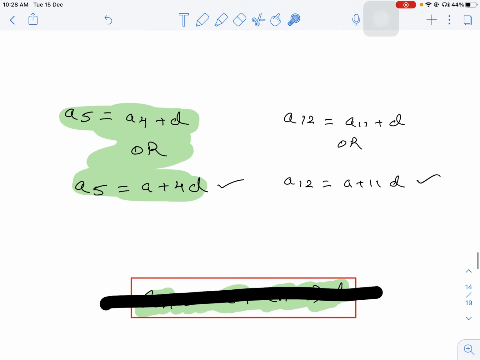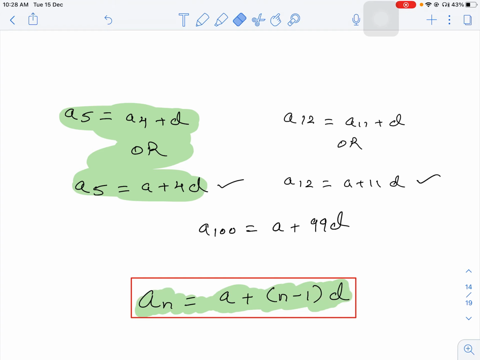Now from this we come to know that if you want to write the value of A100, it can be written as A plus, 1 less than 100, that is 99D. Now how is this formula generated? Let us consider that instead of this 100 we have the nth term, so the nth term is given by n.